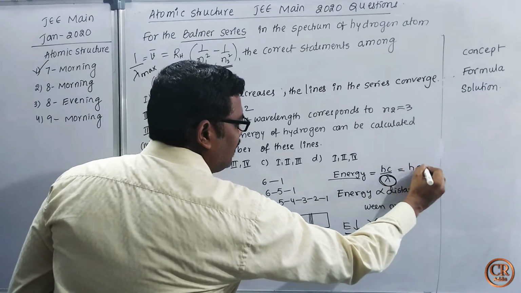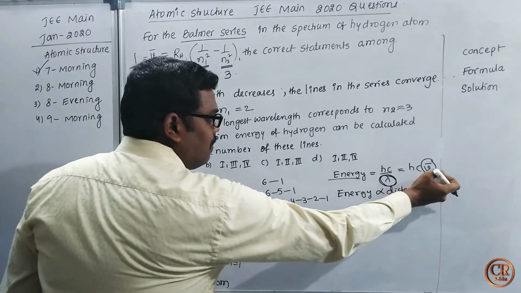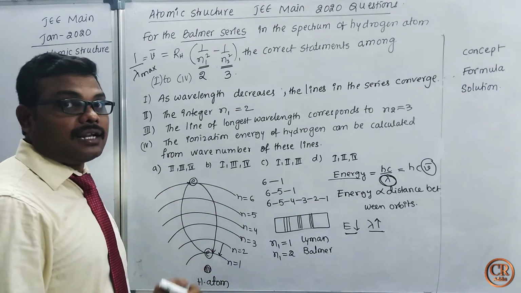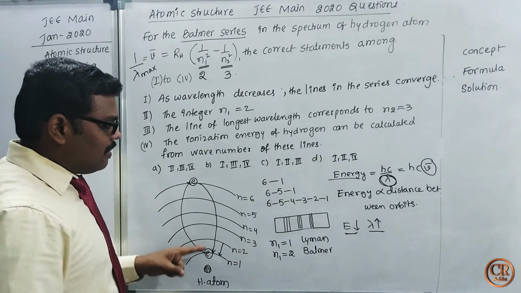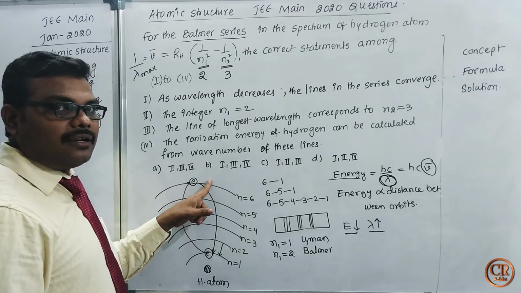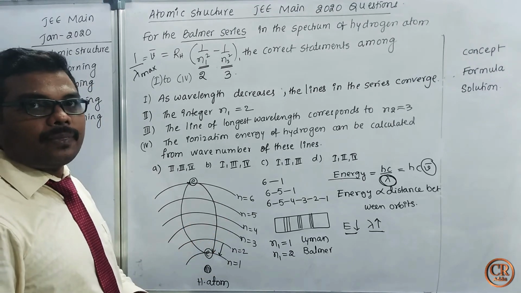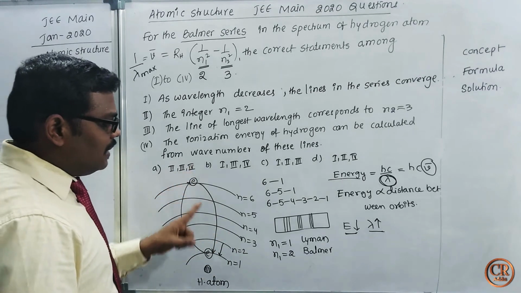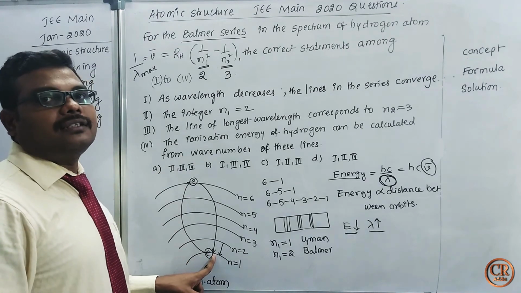This is equal to hc by nu bar. So if you know nu bar, we can calculate energy. Yes, this is the correct relation. But remember one important point: here the electron may be present in the 6th state, or 5th state, or 4th state, or 3rd one. But only if the electron is present in the ground state can we calculate ionization energy.